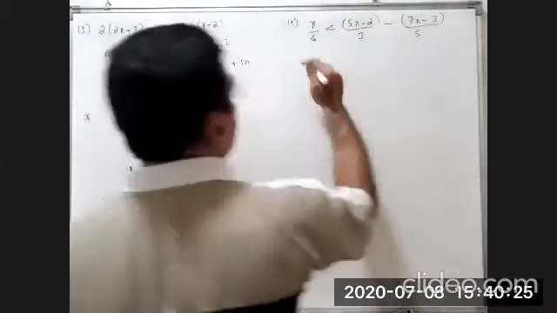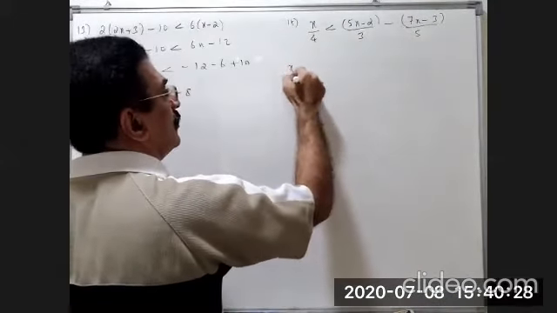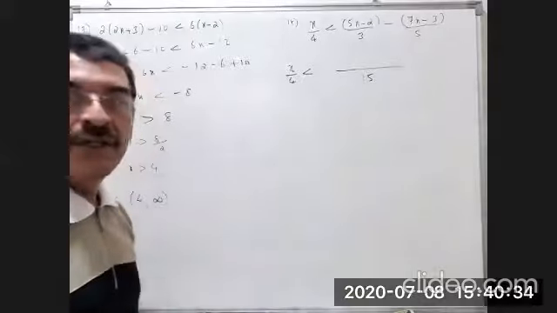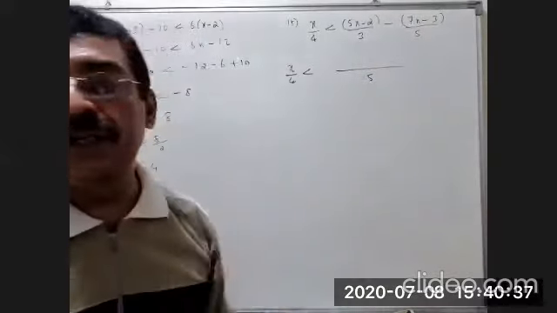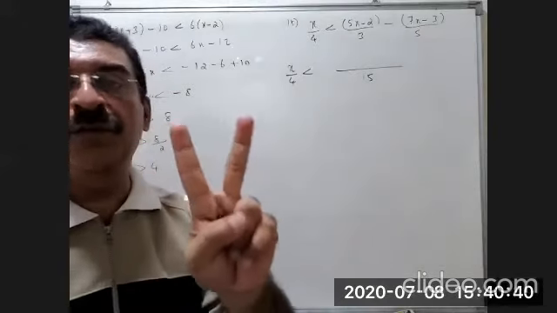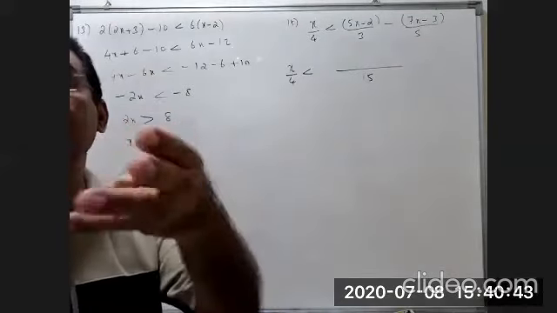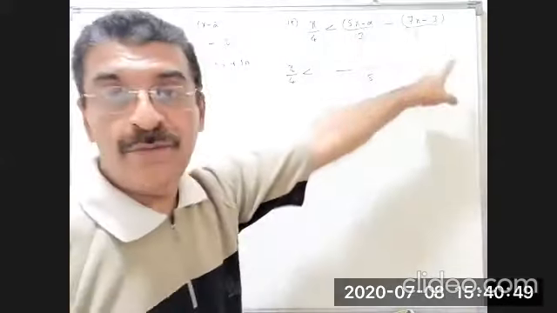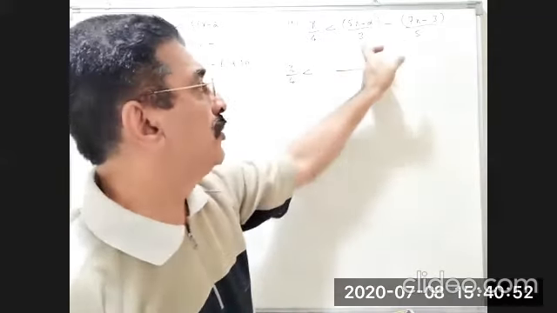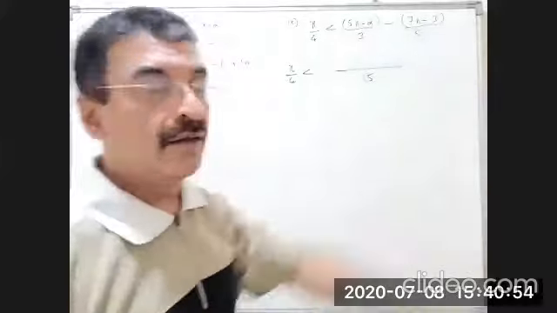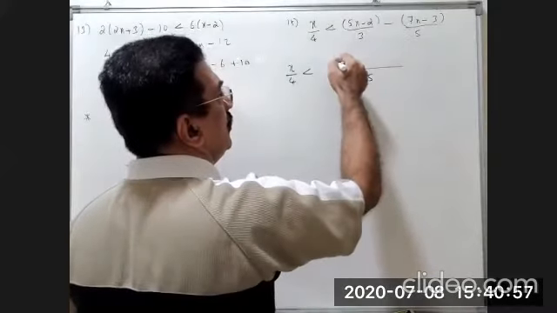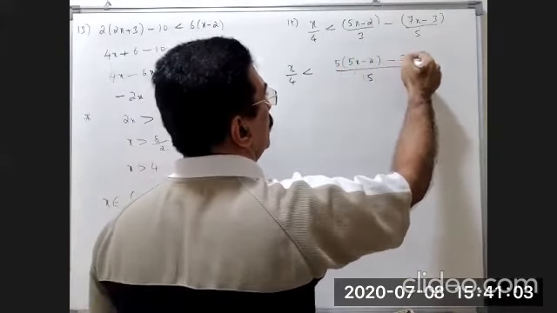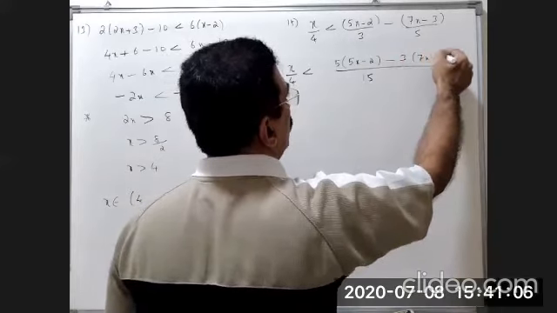Take the LCM. x by 4 less than the LCM, 5 3s are 15. And remember one more thing: whenever the LCM is the product of the denominators, that is only applicable in the case of 2 numbers. If it is 2 terms and the LCM is the product of the denominators, to get the numerator directly multiply. So 5 into 5x minus 2 minus 3 into 7x minus 3. You have learned all these techniques in our classes.